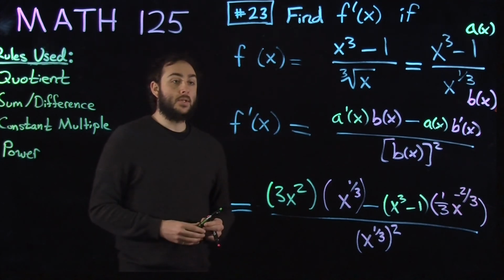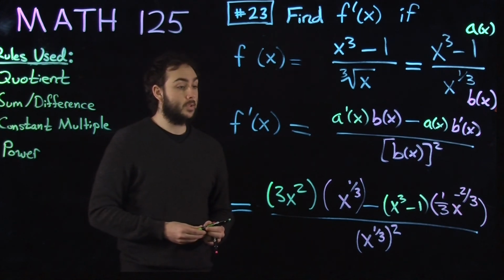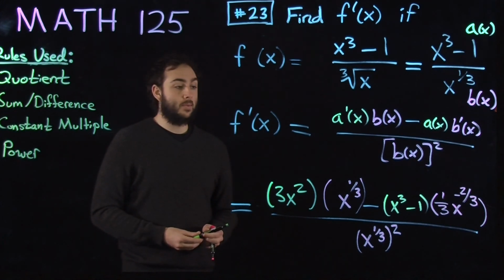So altogether, this is the derivative f prime of x. There is no need to expand or simplify. We are done.